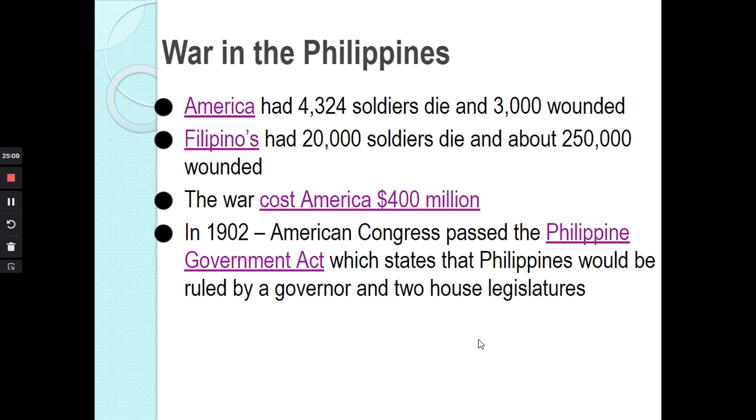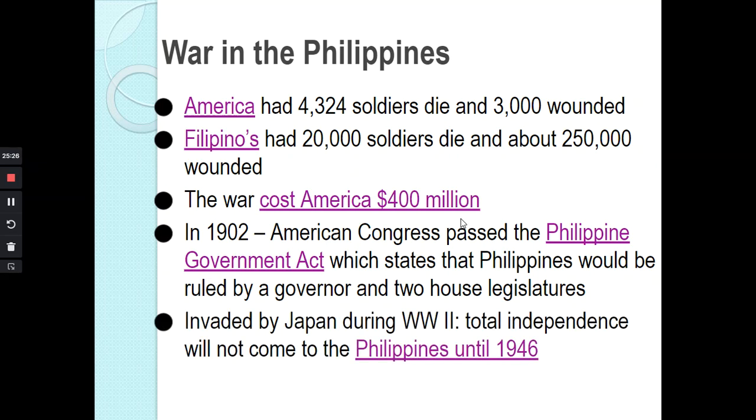Congress in 1902 is going to pass the Philippine Government Act that said that the Philippines would be ruled by a governor and a two-house legislature. It sounds familiar. In Florida, we have a governor and we have two houses there in Tallahassee. Well, that's the way they're going to set it up in the Philippines. It's going to stay basically until invaded by Japan in World War II, and they finally get their total independence from both the United States and Japan right after World War II in 1946.